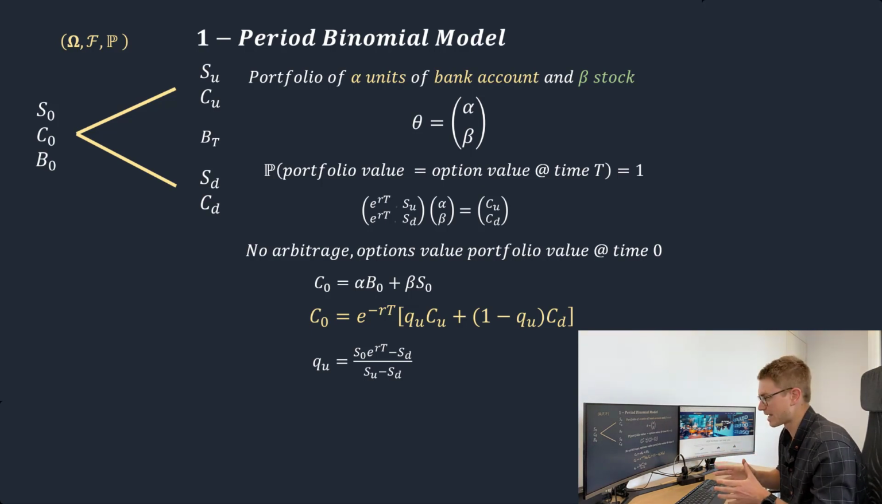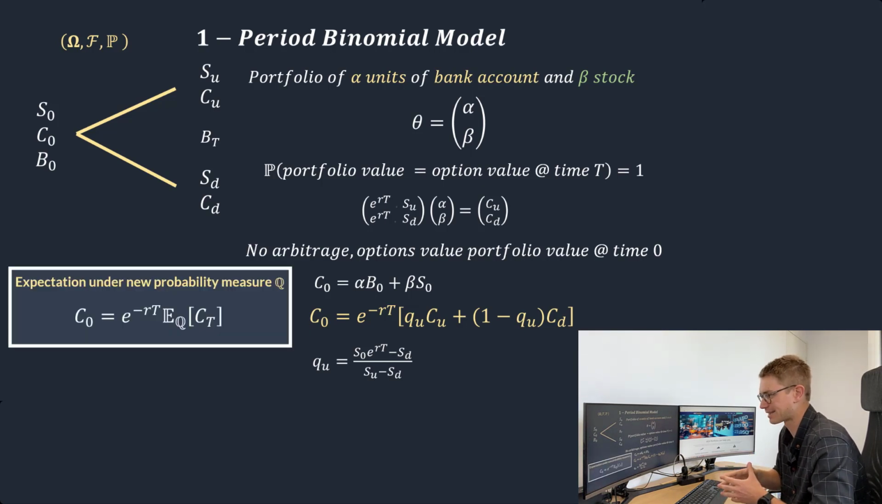Now, what I want you to see here is that this QU has nothing to do with the actual physical probabilities of the stock price going up or down. So the expectation under the new probability measure Q, instead of our P that we had before, is now the discounted expectation of the future payoff of that option. That's what the call option is worth.